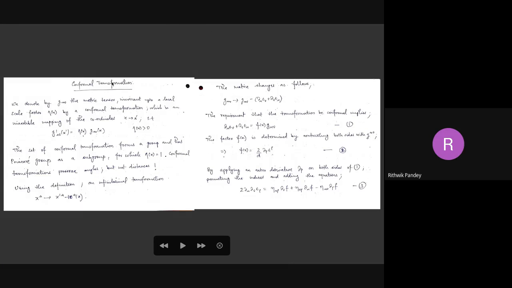So a conformal transformation is basically an invertible coordinate transformation under which the metric is rescaled by a local factor. So the local factor is very important.